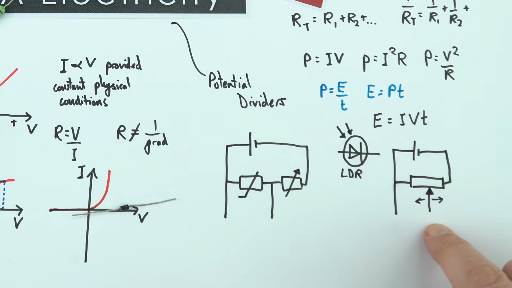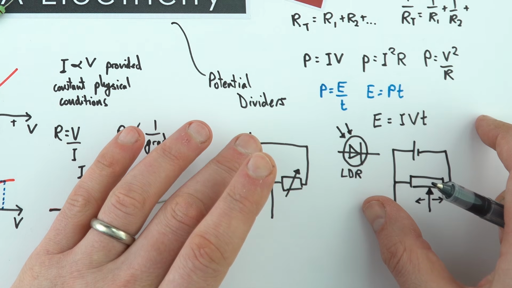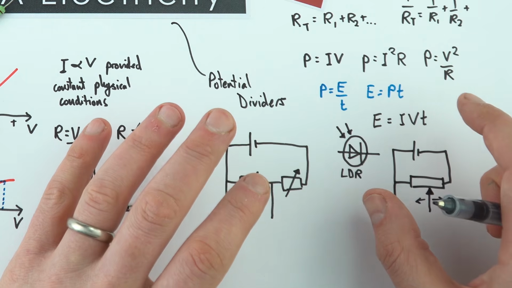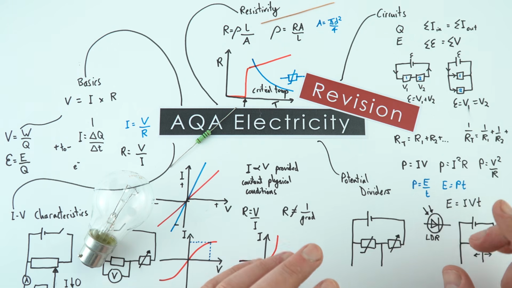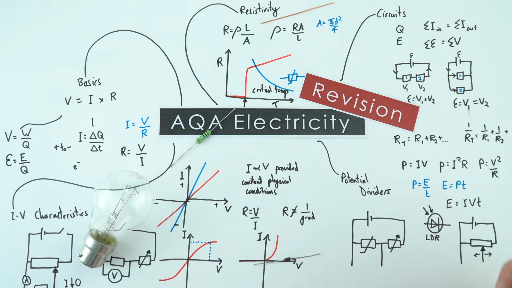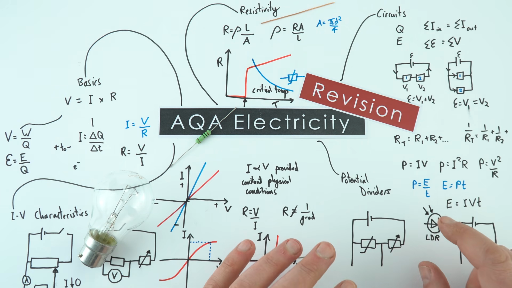So when you have a potential divider circuit like this, we can use the full range of potential differences available. So here are just a couple of examples of potential dividers. Now, the final bit of this course is the bit which I think a lot of people find tricky, and that's looking at not only the electromotive force, but actually the internal resistance of a cell.